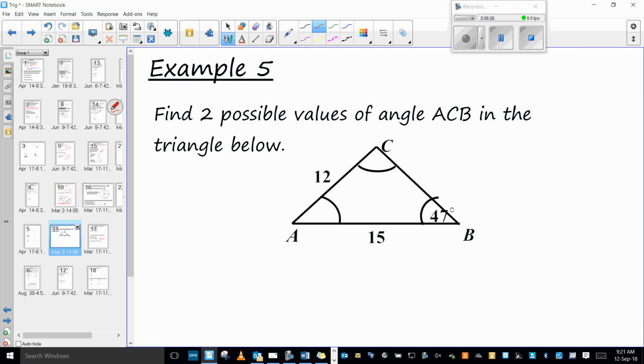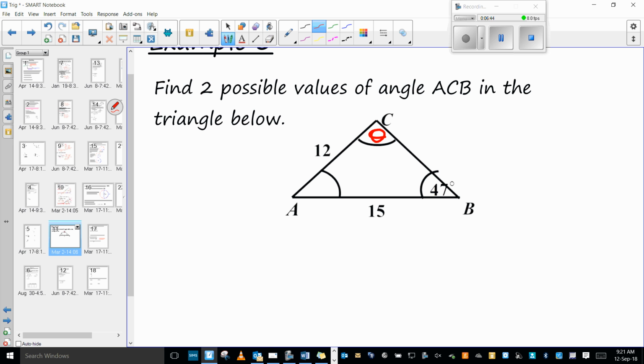So, find 2 possible values of an angle ACB. Okay, so first of all we need to establish which one we are actually trying to find. ACB. Which one's ACB? This top one here. Okay, so we're trying to find that one. So we'd use our normal sine rule. So sine theta over 15 is equal to sine 47 over 12.